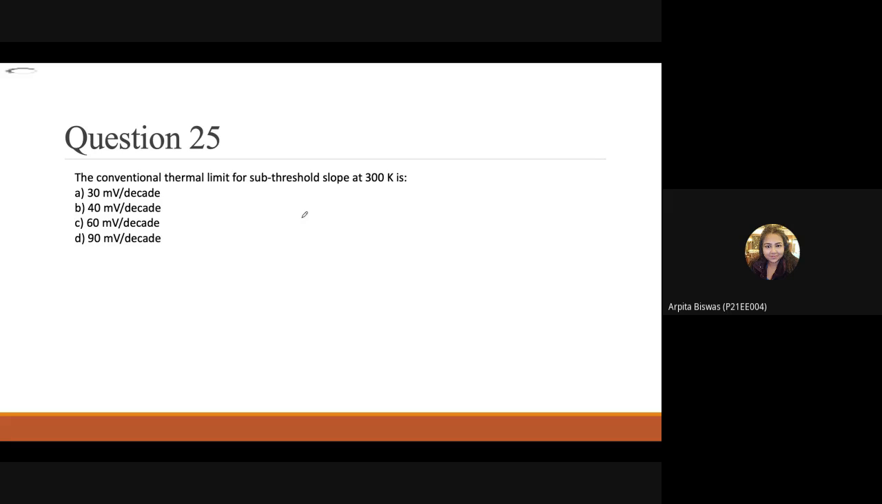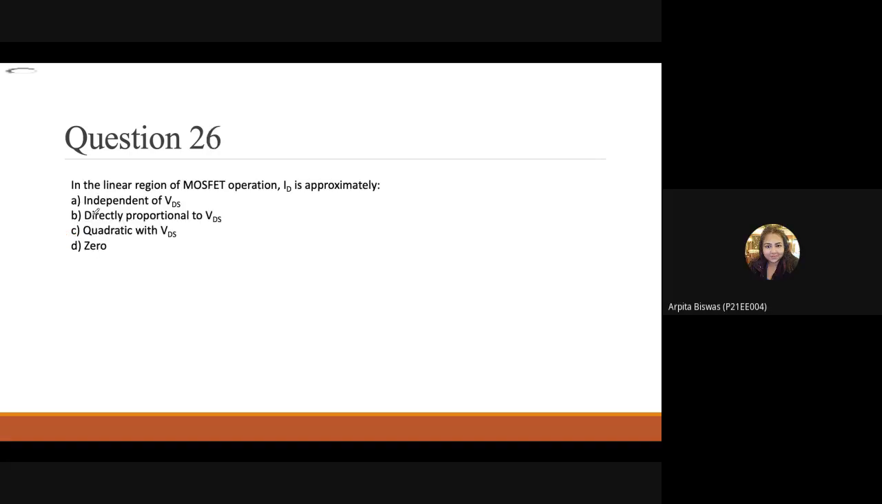Next, question number 25. The conventional thermal limit for the subthreshold slope at 300 K is 30, 40, 60, or 90. I think we already went through this question. The conventional thermal limit is 60 millivolt per decade.